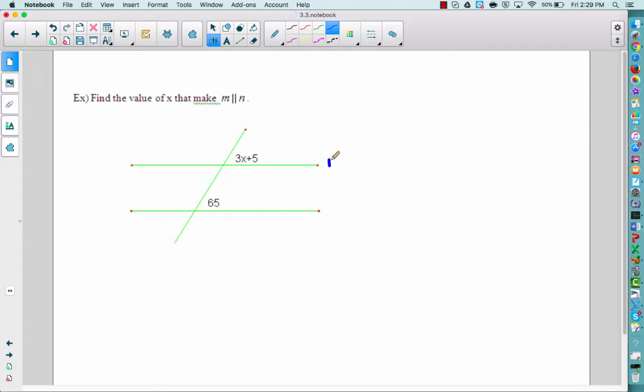All right, so let's look at the next figure. I want you to label this line M and this N, and it says find the value of x that makes M parallel to N. So I look at the angles that I have here. I have this angle and this angle. Those are corresponding angles. But in order for me to make the lines parallel, those corresponding angles would have to be congruent. So to find the value of x that would make them congruent, you set them equal to each other.